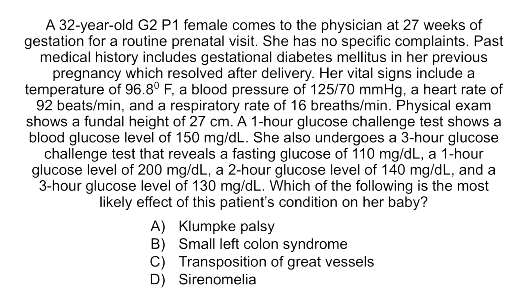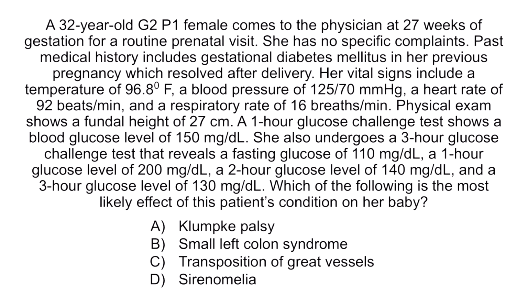A 32-year-old G2P1 female comes to the physician at 27 weeks of gestation for a routine prenatal visit. She has no specific complaints. Past medical history includes gestational diabetes mellitus in her previous pregnancy, which resolved after delivery. Her vital signs include a temperature of 96.8 degrees Fahrenheit, a blood pressure of 125/70 millimeters of mercury, a heart rate of 92 beats per minute, and a respiratory rate of 16 breaths per minute. Physical exam shows a fundal height of 27 centimeters.